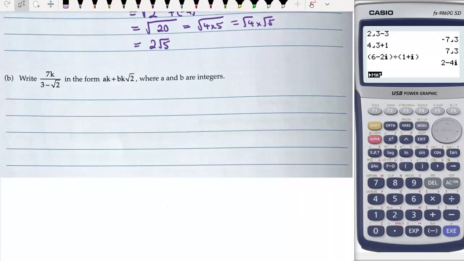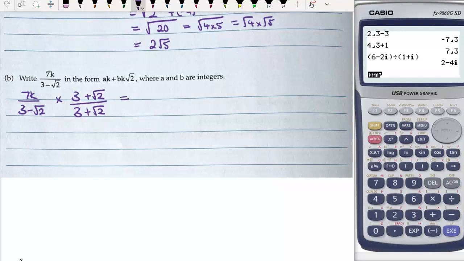Now for part B, on this one, we are going to rationalize the denominator because we want it in a form that doesn't have surds on the denominator. In fact, it doesn't have a denominator as such. So we're multiplying it by 3 plus root 2. That sort of opposite version of the denominator where the surd gets turned into its opposite.